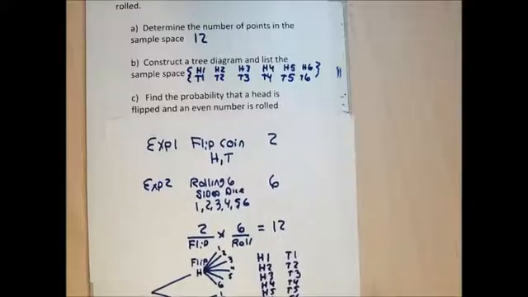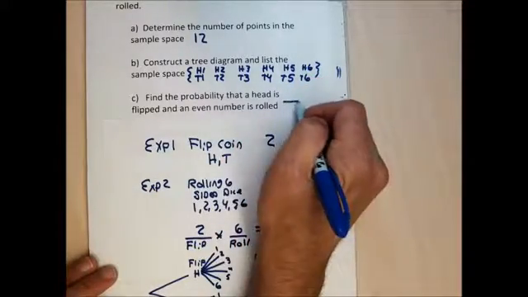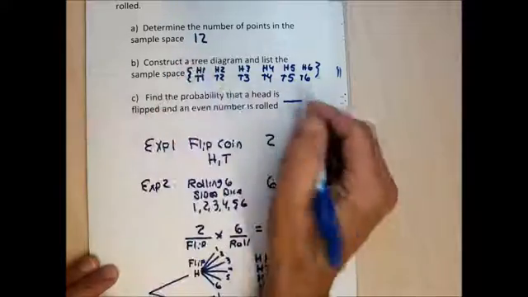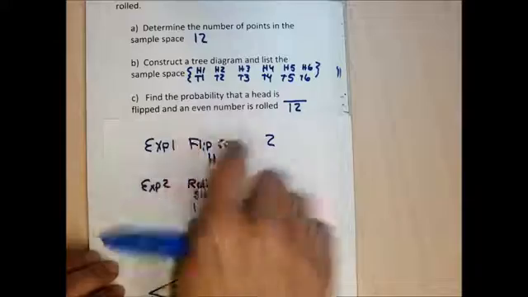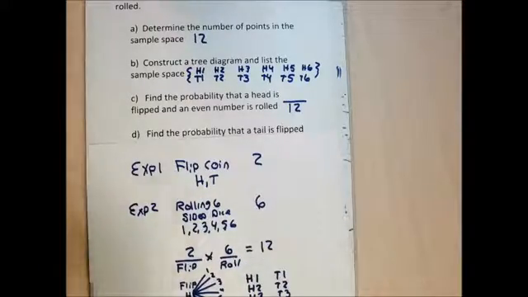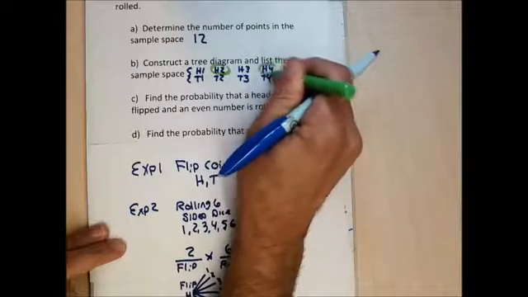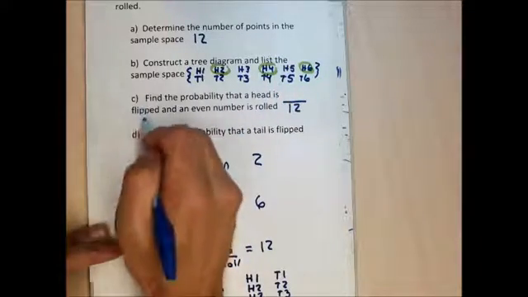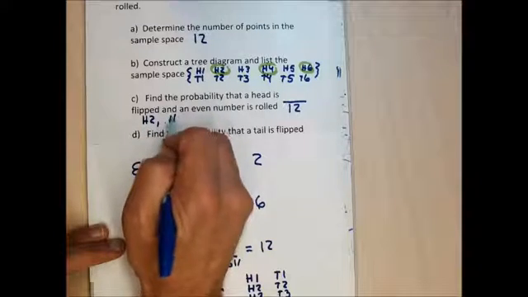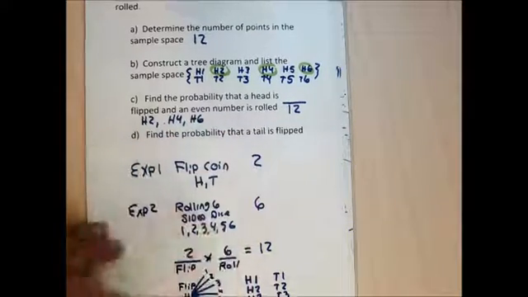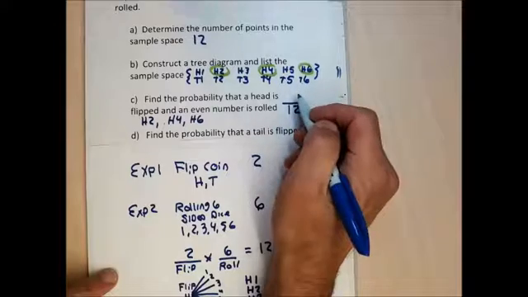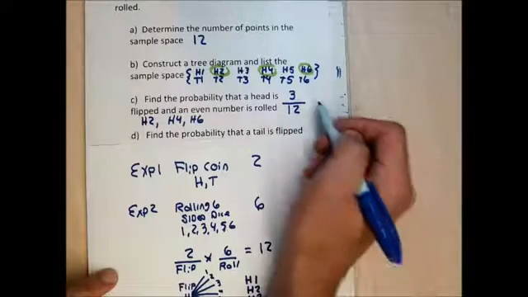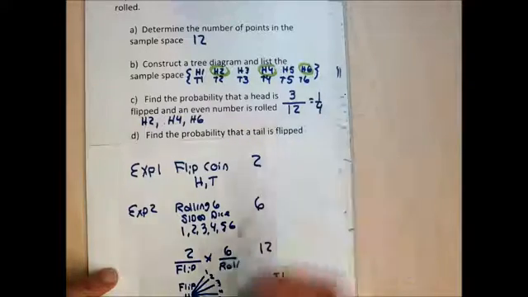Now I'm going to answer some probability questions. When I go to do a probability, the denominator is going to be 12 because there's 12 items in the sample space. To get the numerator, I need the number of items in the sample space that have the desired characteristic. So find the probability that a head is flipped and an even number is rolled. So I need a head flipped and an even number. And those 3 items are the only 3 items in the sample space that fit what they need to fit. The head 2, head 4, and head 6 are the 3 items in the sample space that have a head flipped and an even number rolled. So 3 is going to be the numerator of my fraction. I'm going to reduce that fraction, and the probability is going to be 1 in 4.